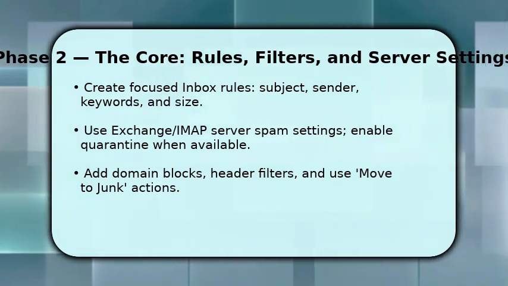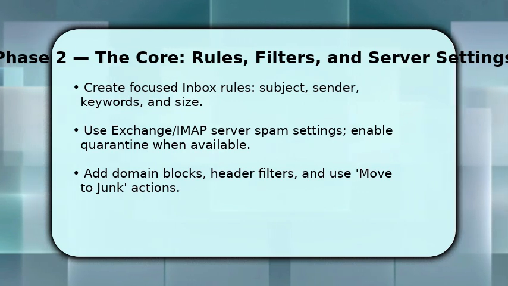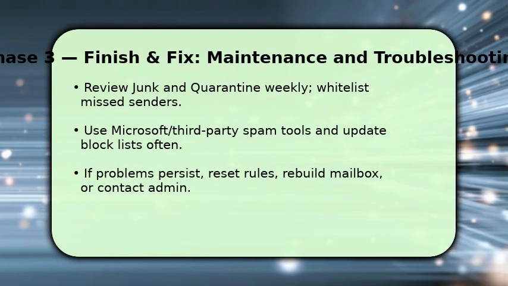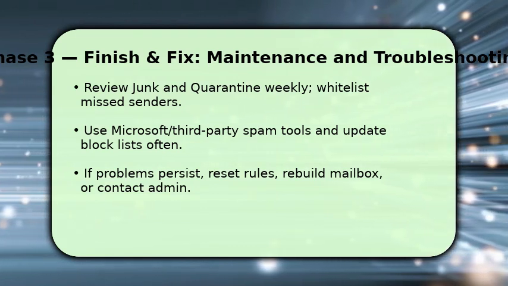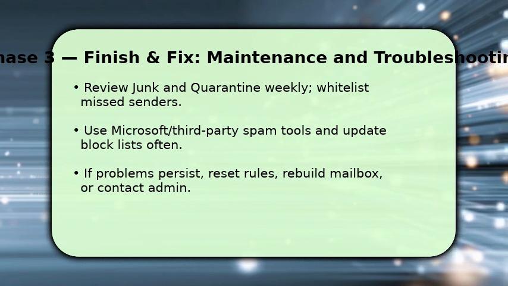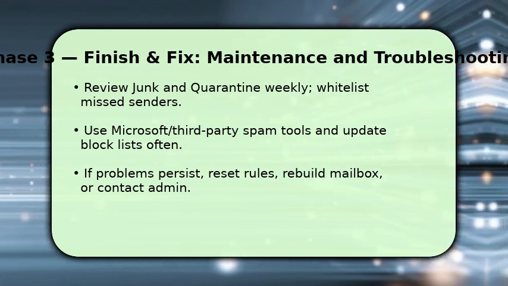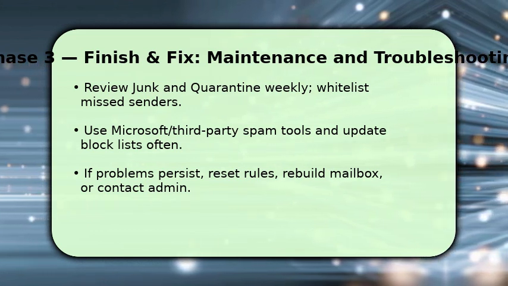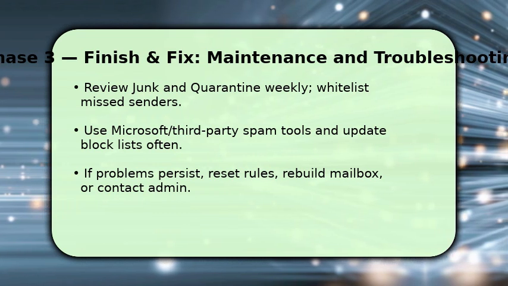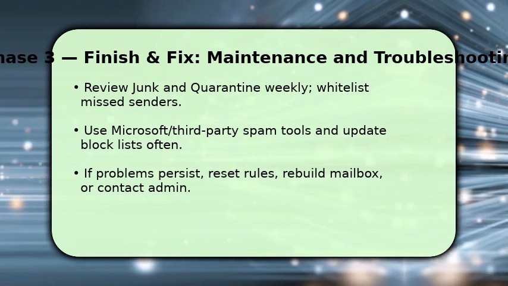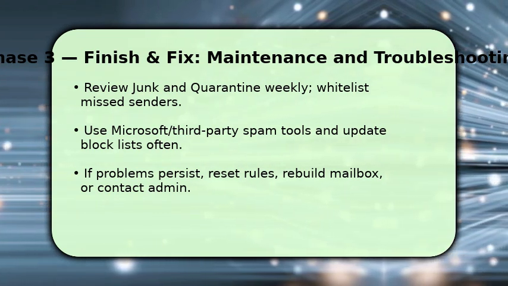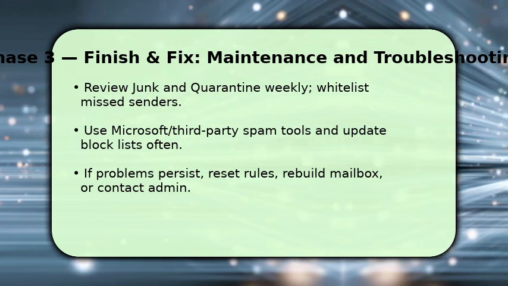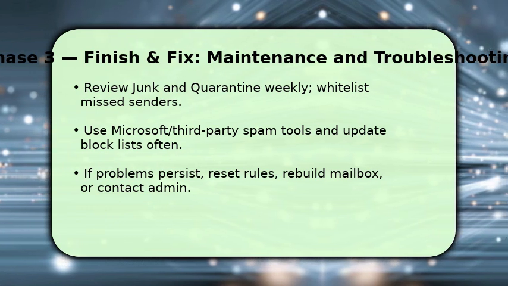Finish by maintaining and troubleshooting. Review junk and server quarantine weekly, then whitelist any legitimate senders you find so they stop getting trapped. Next, use built-in Microsoft or trusted third-party spam tools and update block lists frequently. Spam patterns change. If things go wrong, reset conflicting rules, rebuild your mailbox index, and make sure server rules aren't overridden by client rules. Finally, contact your administrator when spam persists. This often reveals domain-level or gateway issues that you cannot fix alone.